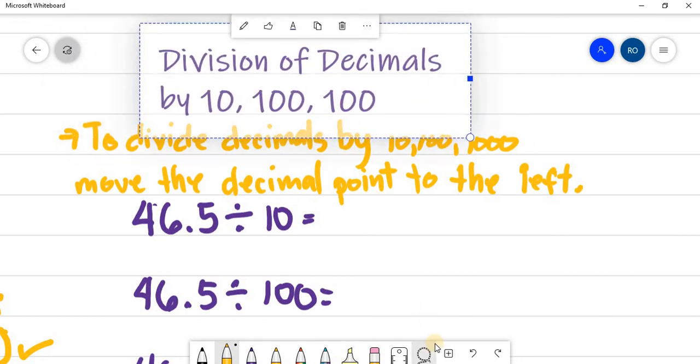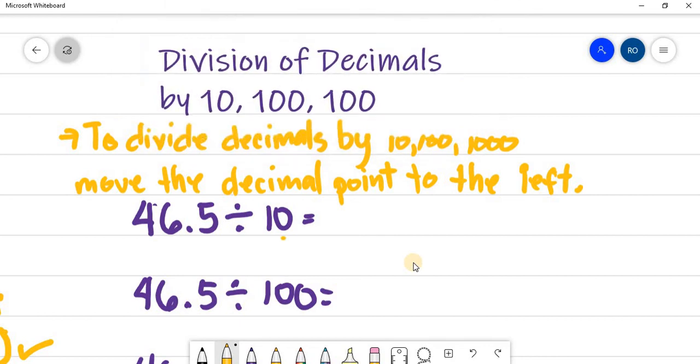If we divide decimals by 10, 100, or 1000, all we have to do is move the decimal point to the left. For example, 46.5 divided by 10. Since 10 has only one zero, we move the decimal point to the left once only.